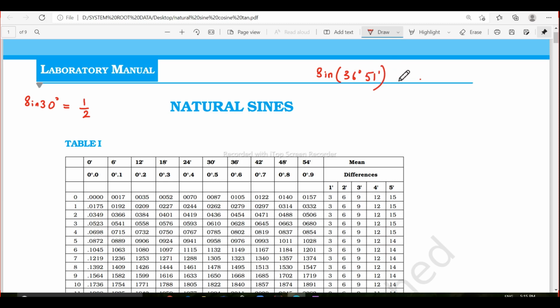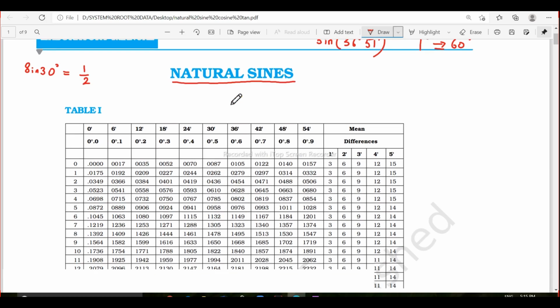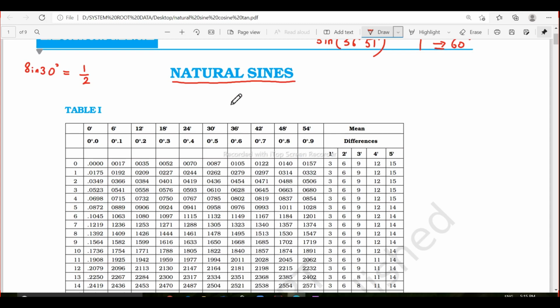So the concept of minutes is such that 1 degree is divided into 60 parts. Each part is known as a minute. So 1 degree is actually equal to 60 minutes. Okay, that's the concept. Now if you want to find sine 36 degrees 51 minutes, we use this table which is known as natural sines. You get these tables in schools and colleges. You just have to use this table and you can get the value.